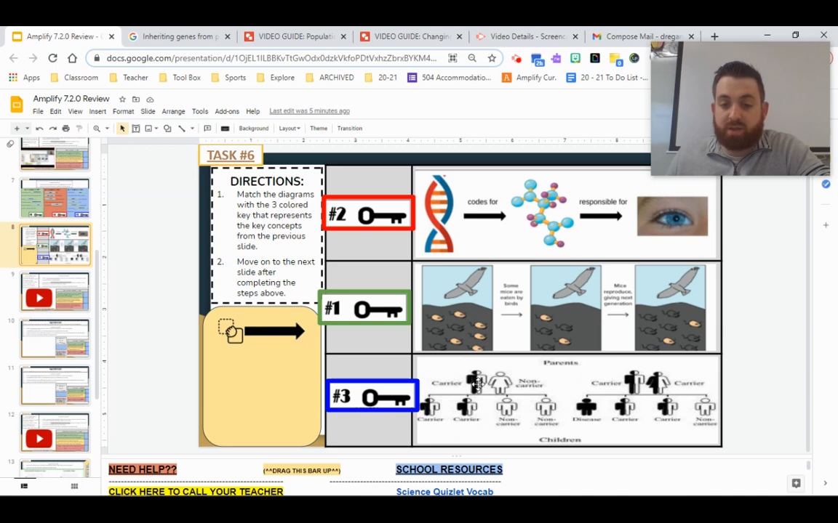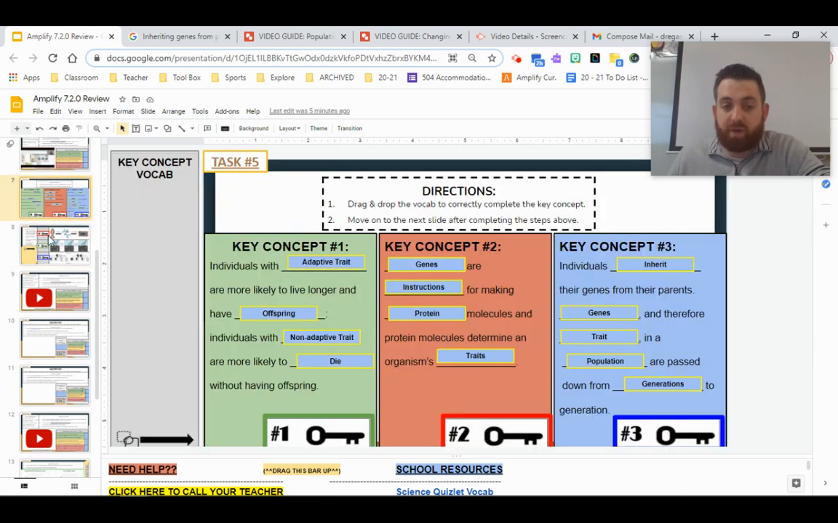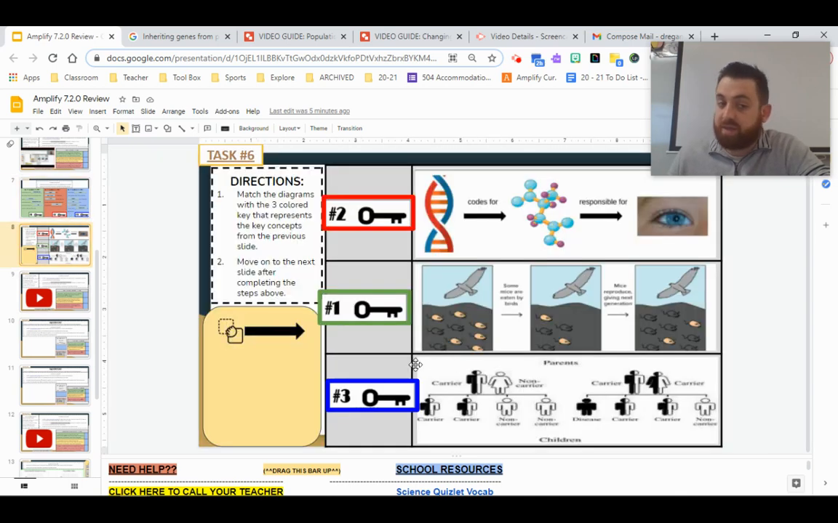We have offspring that are a split between mom and dad. We have offspring that are all of one type, whether it's all white or all black, but showing us the different variation of traits that can get passed down, and then obviously how those traits come from their parents. So that's how we complete the key concept, drag and drop vocab, and the key concept matching for the diagrams.